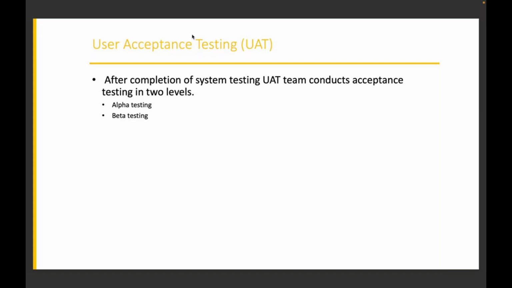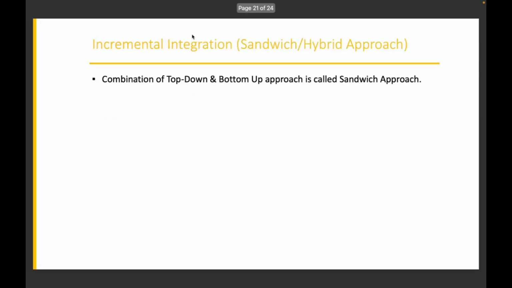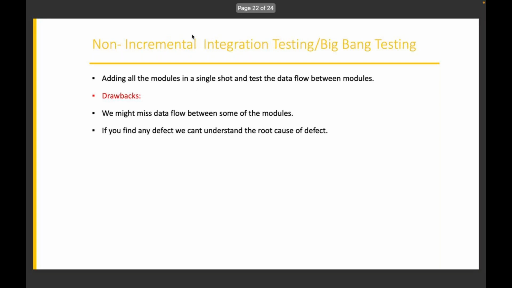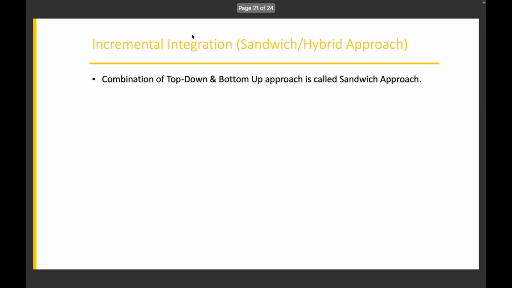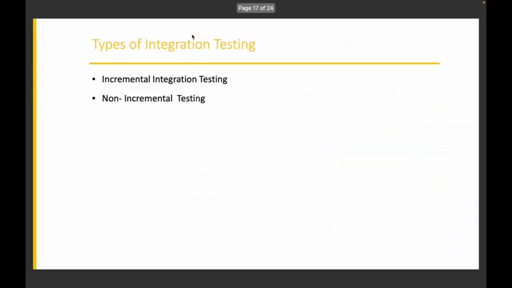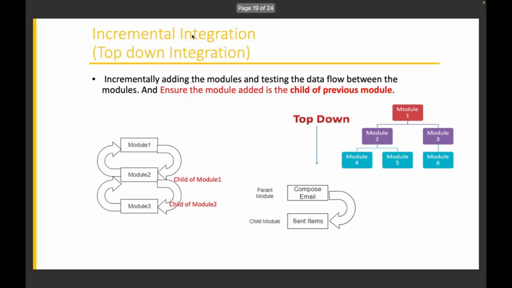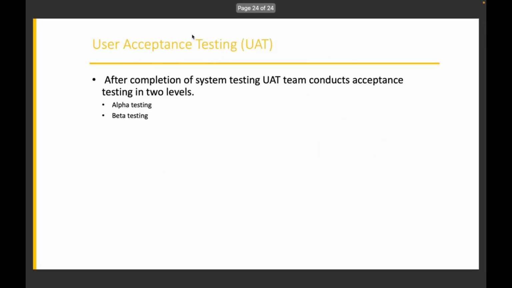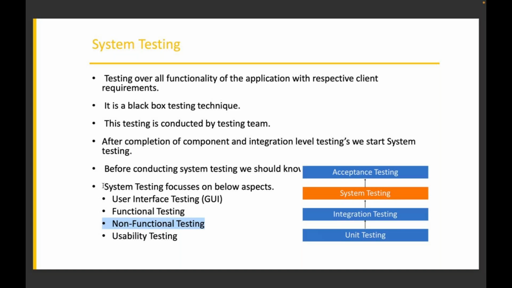Sir, can you explain by example what is the basic difference between end-to-end testing and system testing? See, if you consider system testing, you have different parts of system testing. End-to-end testing is one component of system testing. So end-to-end testing will come as a subset of system testing.